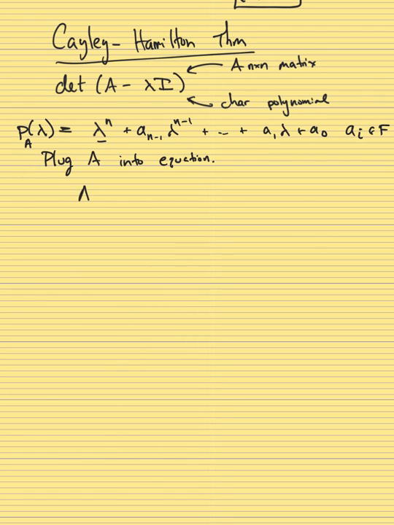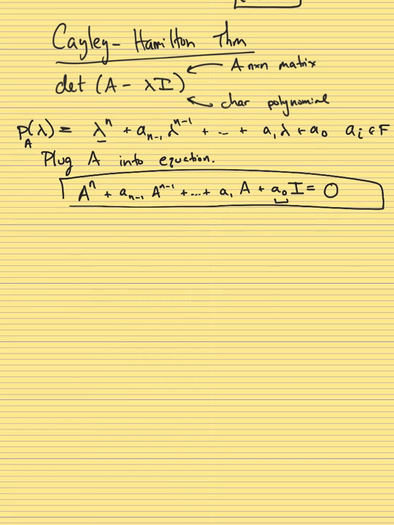So I can take something like A to the n plus a_{n-1} A to the n minus 1, all the way up to a1 A plus a naught. Now, for this to make sense, I can't look at this as a constant. I have to look at it as a matrix, right? These are all matrices. So the way I fix that is I say this is a naught times the identity, the n by n identity. And now the theorem, the Cayley-Hamilton theorem, is that this expression is equal to 0.